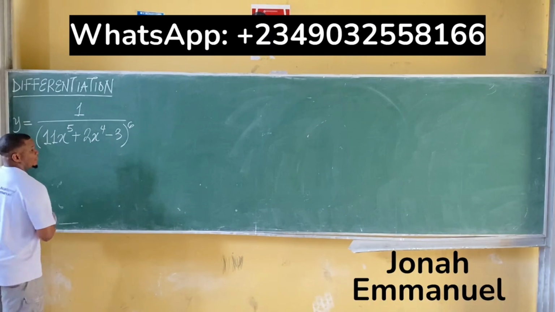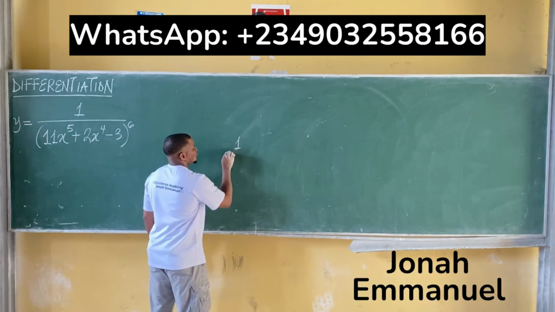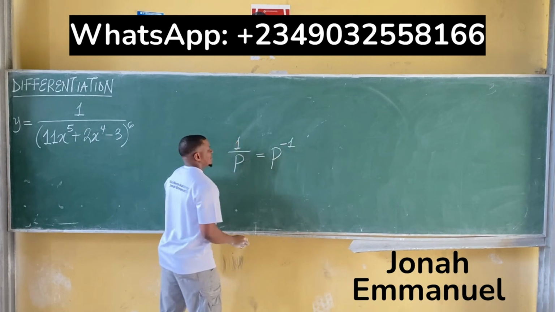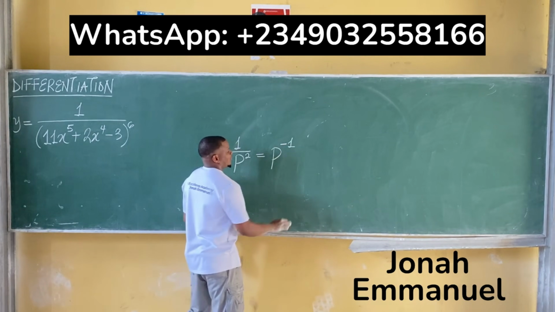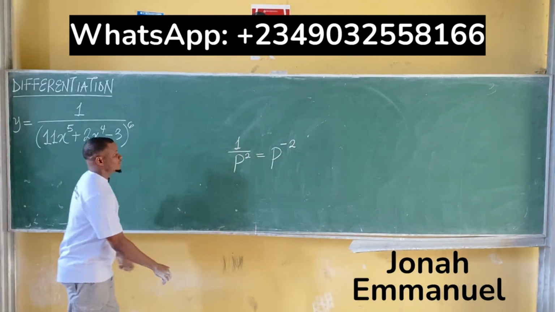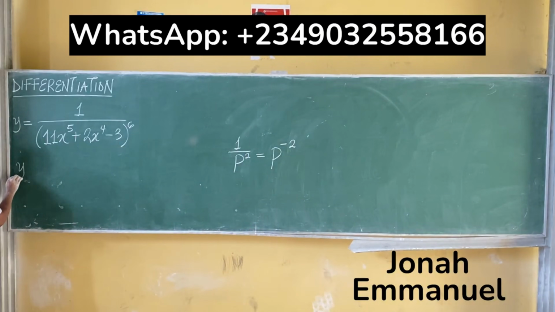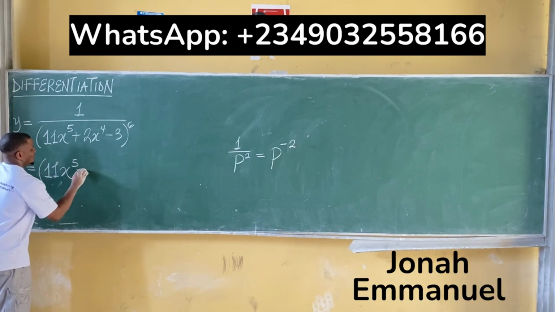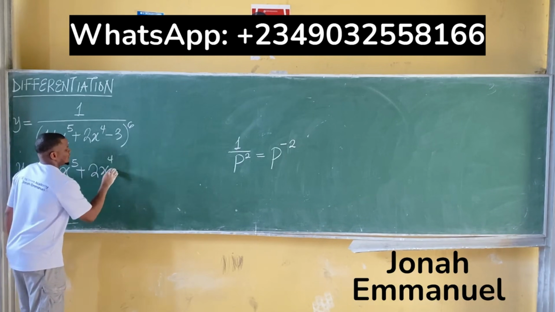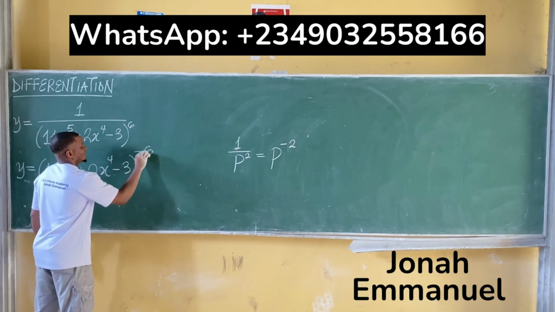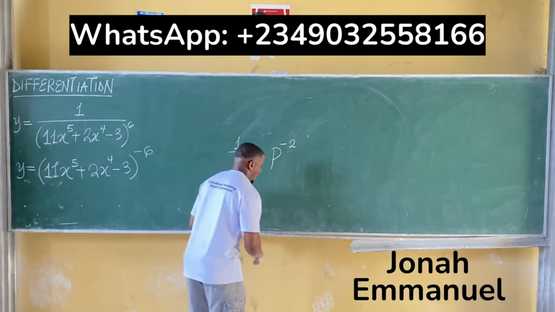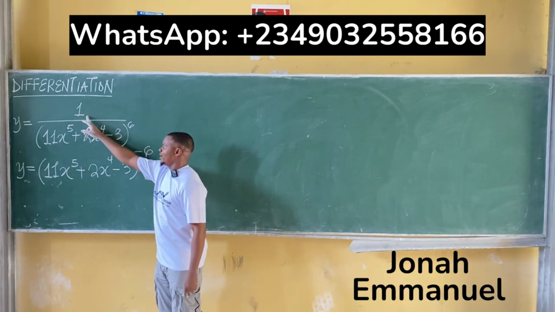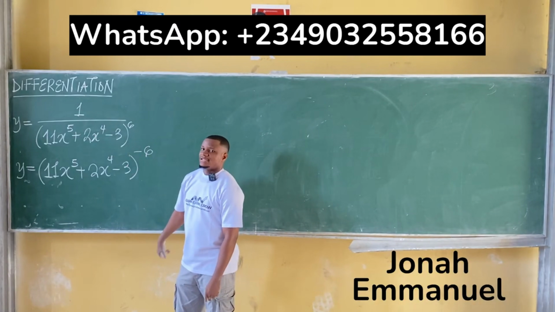Well, very simple. We've already said that if I have 1 over p, this is equal to p to the power what there? Minus 1. If I have 1 over p squared, that becomes p to the power what there? Minus 2. In essence, this becomes y equal to (11x^5 + 2x^4 - 3) to the power what there? Minus 6. Right? So we need to remove this one here, put minus 6. Now let's put the usual rule.